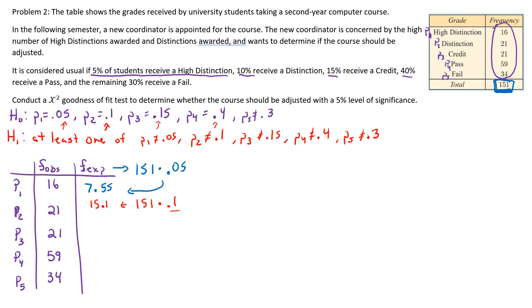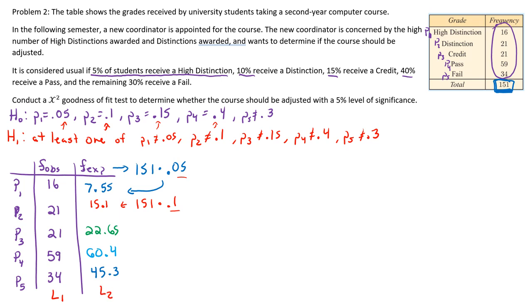Once again, I'm doing each individual probability because each one has a different probability. And I'm just going to go through with the rest. So this one's going to be 22.65. This is going to be 60.4. And this one is going to be 45.3. And once again, I'm going to make this right here L1 and this right here L2.